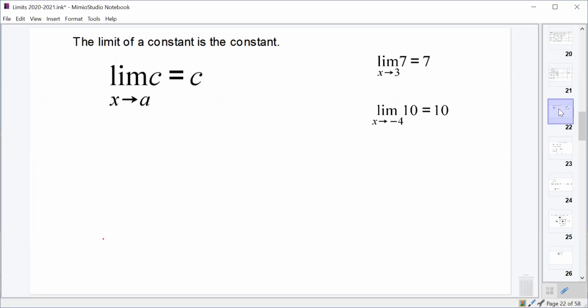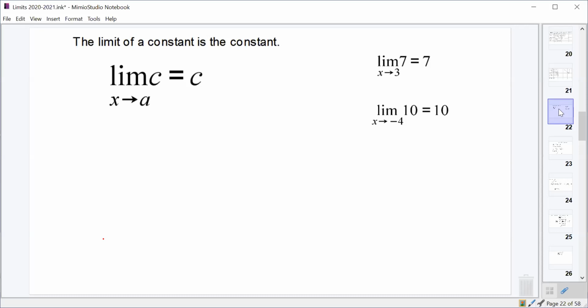All right, so what I was mentioning earlier is the limit of a constant is a constant, 100% of the time. So if I say the limit as x approaches a of some constant, it's always whatever that constant is. The limit as x approaches 3 of 7 is 7. The limit as x approaches -4 of 10 is 10. The limit as x approaches 7 of pi is pi. The limit as x approaches 1,000 of 0 is 0.